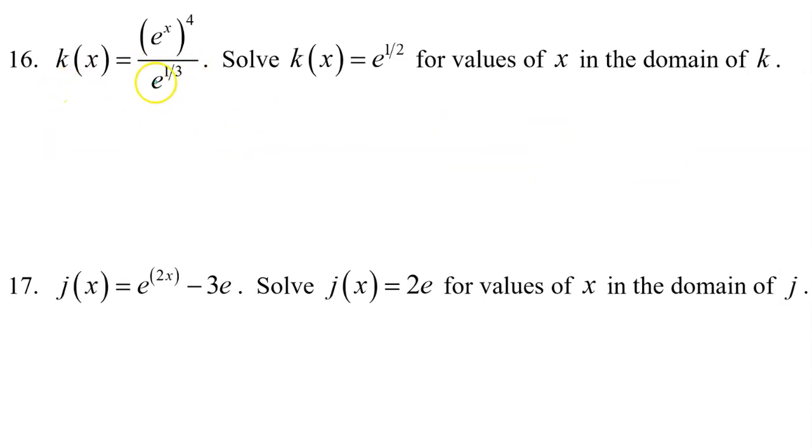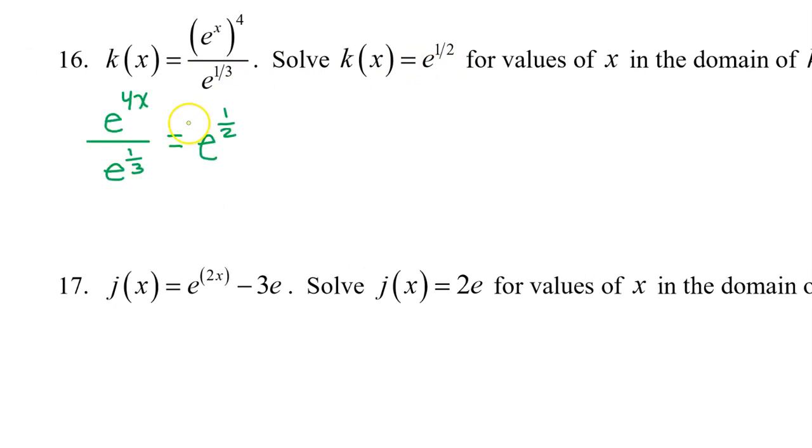For number 16, we are given this expression for k of x, and we need to solve k of x equals e to the 1/2 power. So we will simply set k of x equal to e to the 1/2 power and solve. Again, when you raise a power to a power, you multiply, so I've written 4x. We can get rid of the fraction by multiplying both sides by the denominator, e to the 1/3 power.